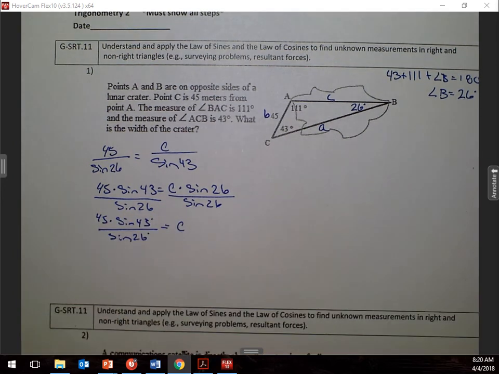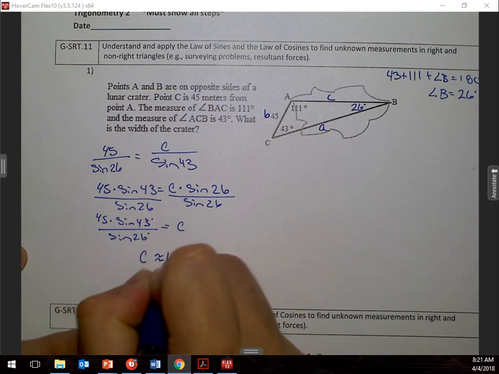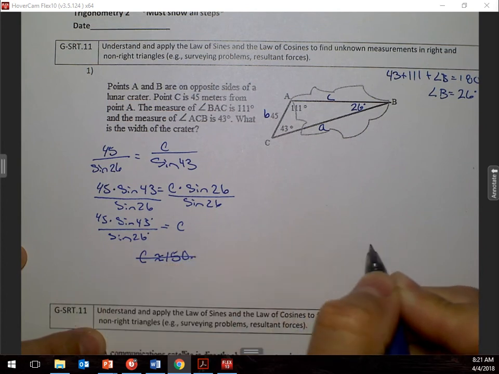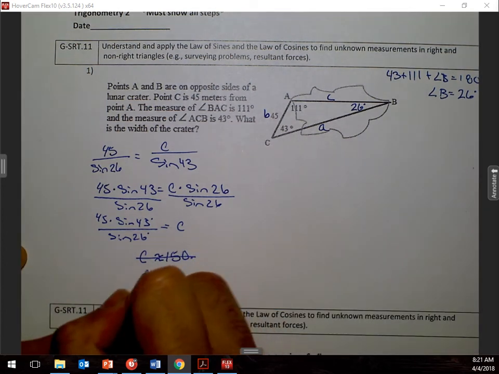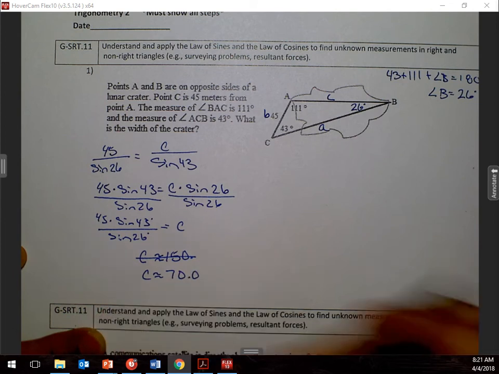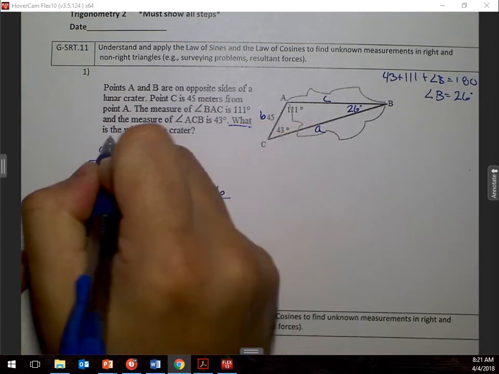Whenever we're putting this in the calculator, the first thing you check is what? Degrees. I got 70. What is it going to be? 70.0. What are my units? Meters. Very good. That's all it's asking for, right? What is the width of the crater? That was easy.